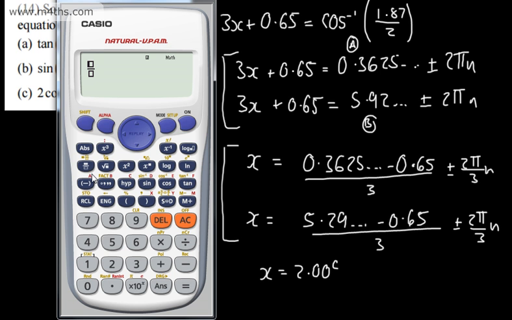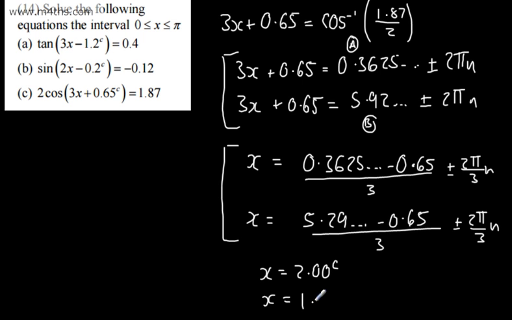What we're going to have then is the following. This is going to be b. Remember, that's stored in as b. We've got it just there. Then we're going to subtract the 0.65. We're going to divide by 3. And that's going to give us now 1.756. So 1.76. X is equal to 1.76 radians.